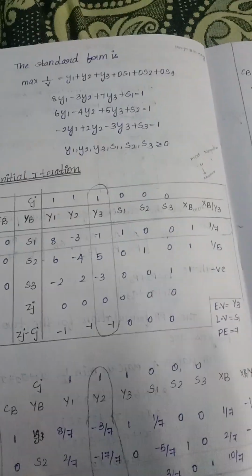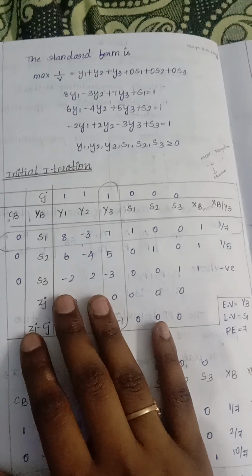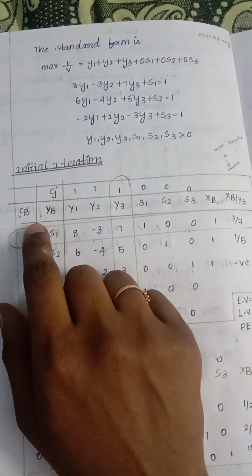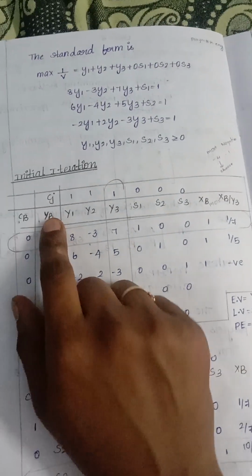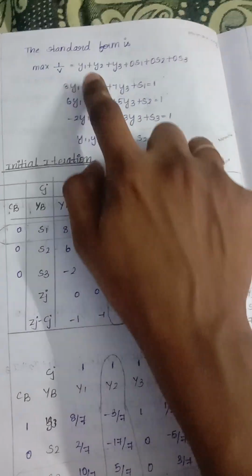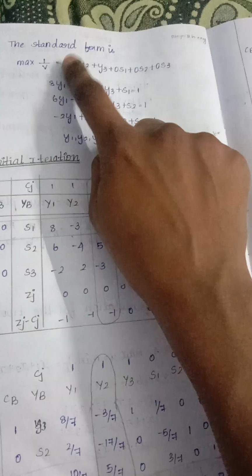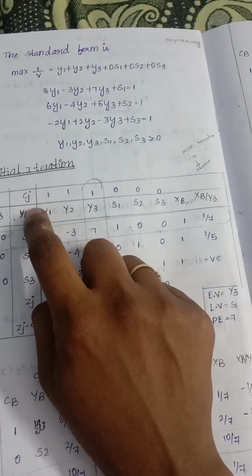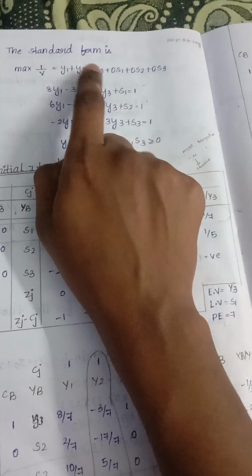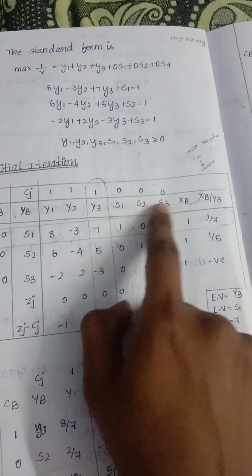First we have to find the initial iteration. The initial iteration is very simple, because we have to see B and yB. We place the variables given in the objective function: y1, y2, y3, s1, s2, s3. The coefficients are placed in the cj row. So 1, 1, 1, 0, 0, 0 we place here.